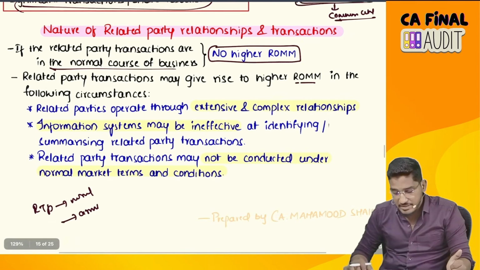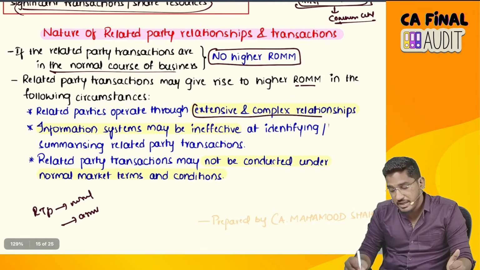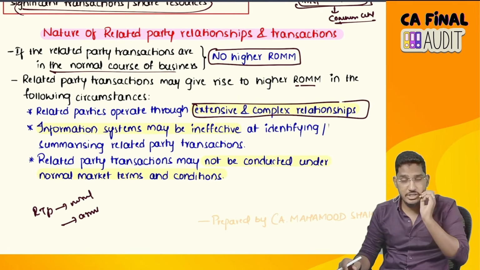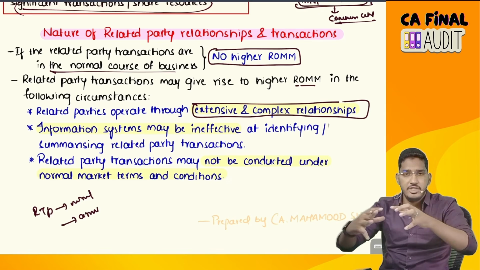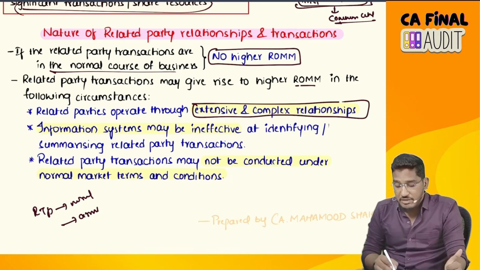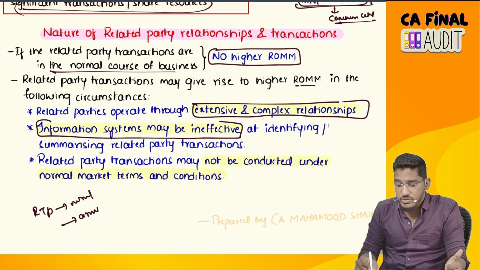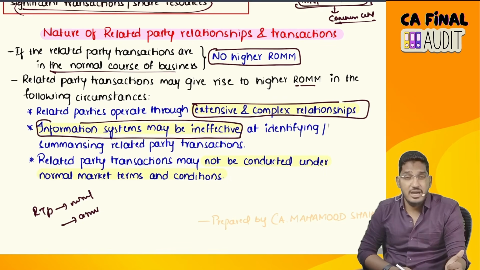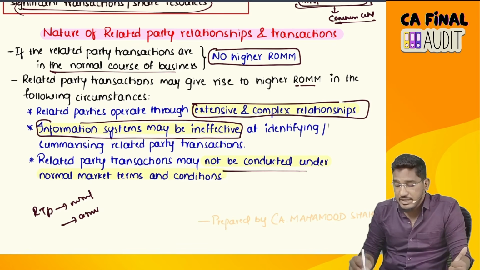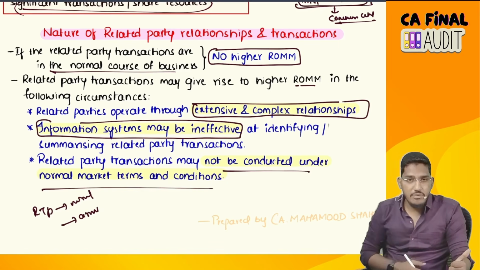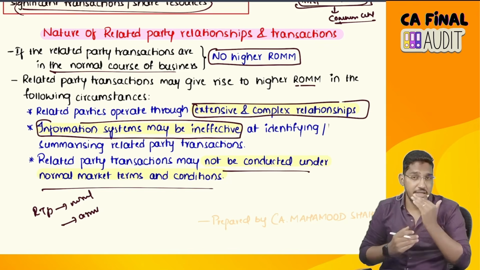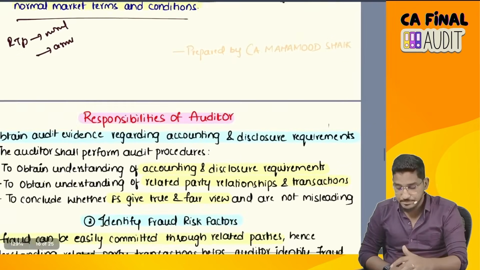In which circumstances, sir? Number one, when related party transactions are operating through a complex relationship. There is no direct subsidiary holding relationship. It is a very complex chain of relationships. They have created shell companies and all. There the risk is very high. Also, if the information system the client is using is ineffective, their accounting software is ineffective, then also the risk is very high. Or related party transactions are not conducted under normal market terms and conditions. That means they are conducted under unfair terms and conditions. In these circumstances, the risk is higher.